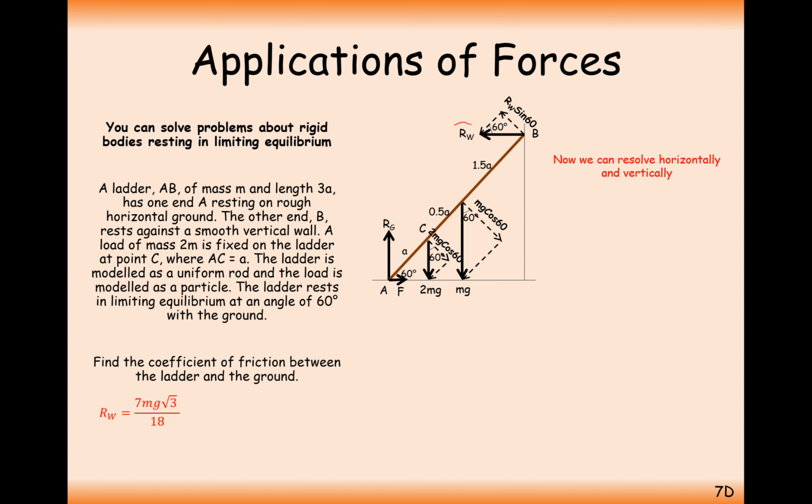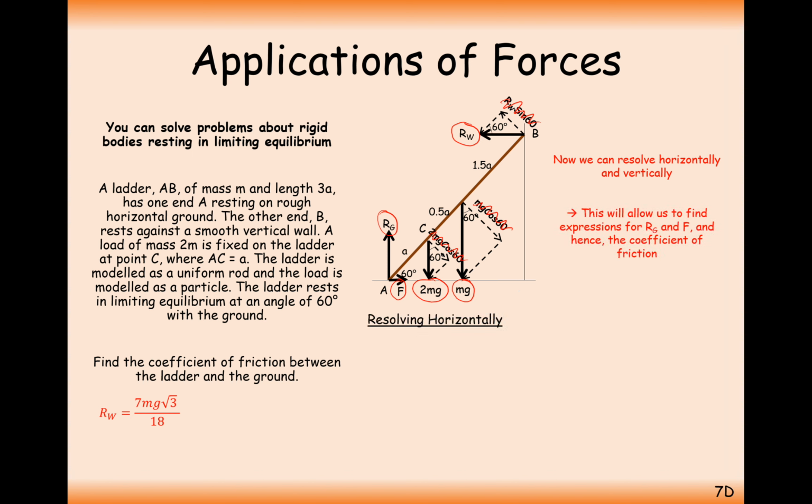So that means the only forces that we're going to take into consideration here are the RW, mg, 2mg, friction, and Rg force. All of these resolving forces that we've just worked out are now null and void because we're just looking horizontally and vertically. We don't want to be looking diagonally now. So with these questions you have to change your perspective from parallel and perpendicular to the slope to horizontal and vertical at this point.